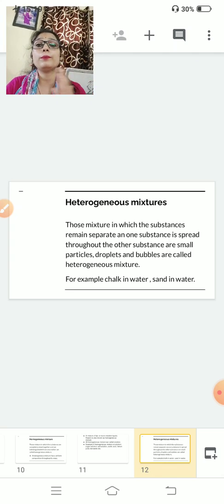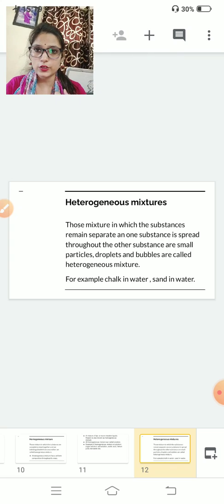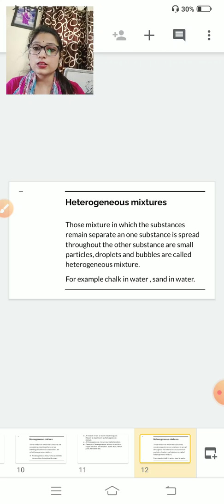That means they are not completely mixed with each other. This type of mixture is known as a heterogeneous mixture. So what is the definition of a heterogeneous mixture? Those mixtures in which the substance remains separate, and one substance is spread throughout the other substance as small particles, droplets and bubbles, are called heterogeneous mixtures.